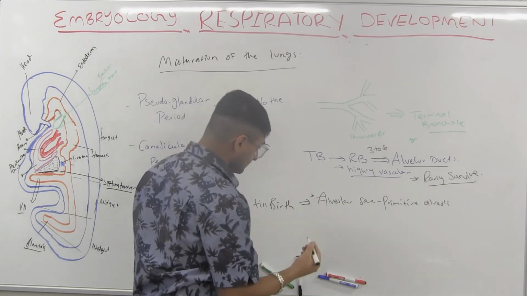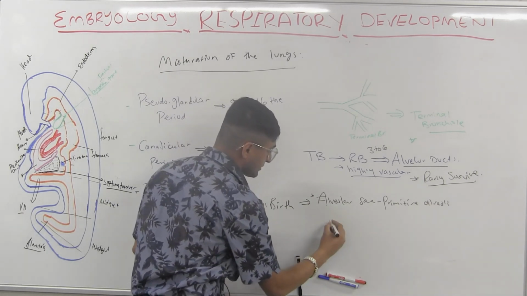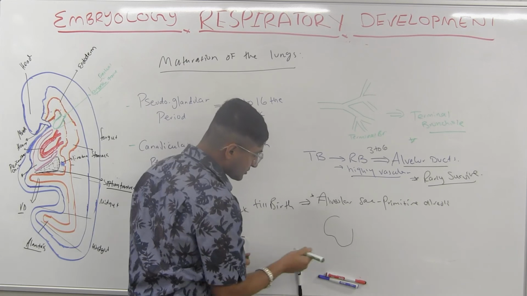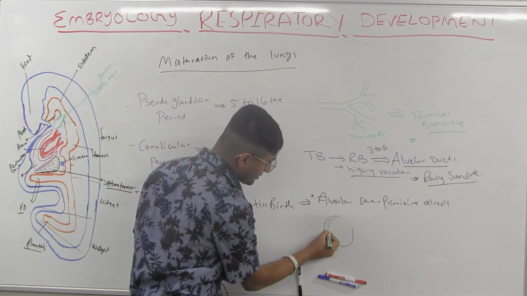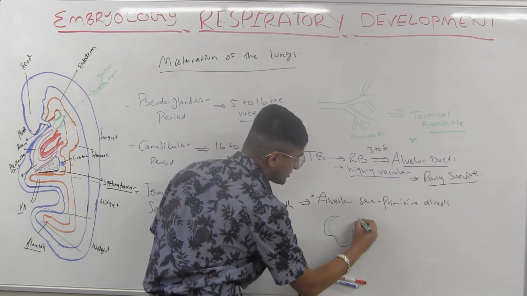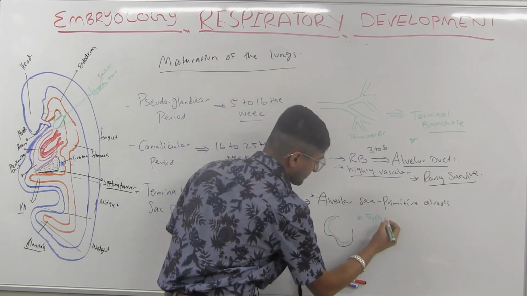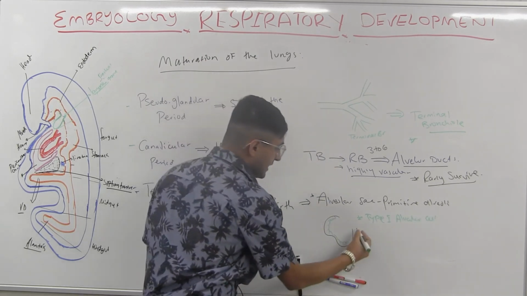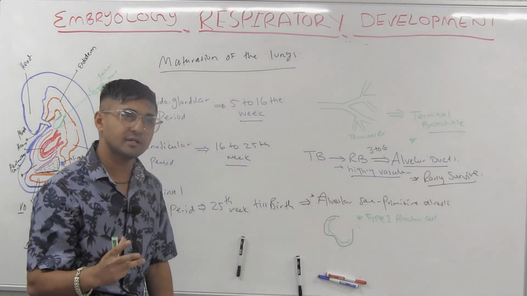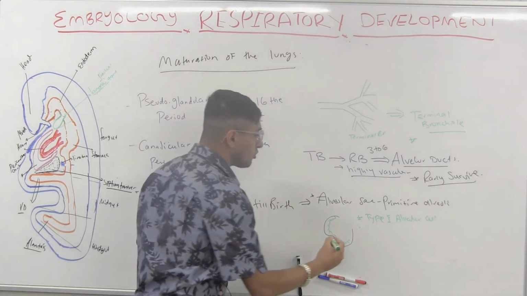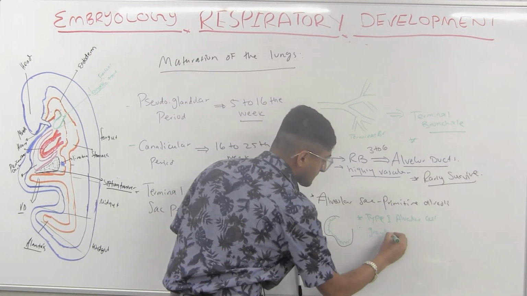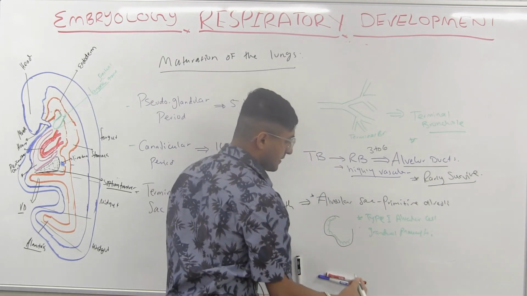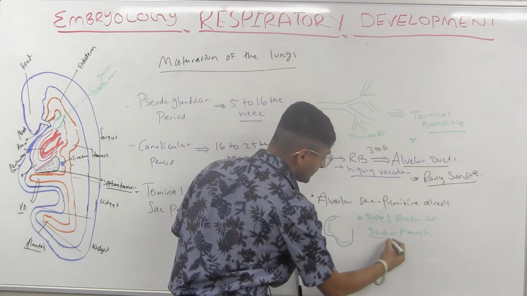And what happens is that if I make this a primitive alveoli, some of the cells, especially some of the cells right here, start appearing down here. And what are the cells called? They're called type 1 alveolar cells, or type 1 pneumocytes. Around the 30th week, or around 6 months or so, you also get to see the granular pneumocytes, or type 2 alveolar cells, or type 2 pneumocytes.